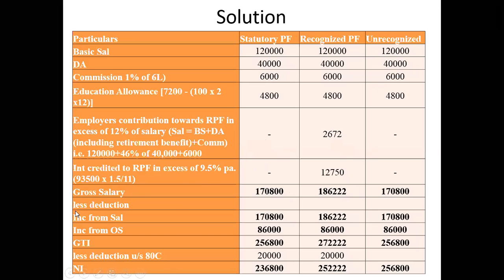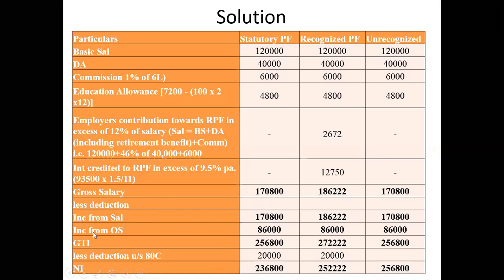Okay. Next, less deductions. Are there any deductions in salary, like standard deduction, entertainment allowance? Is something mentioned like this? Nothing is mentioned, so I have kept it blank. So whatever is my gross salary, that itself will become my income from salary or my net salary. So the same amount has been written down.